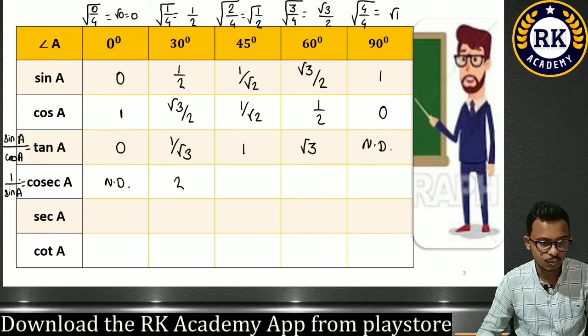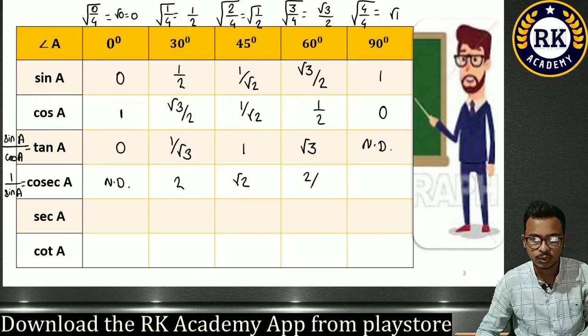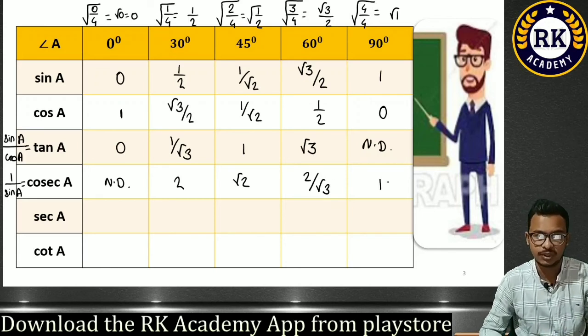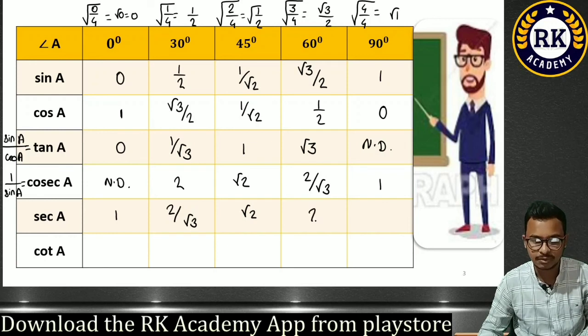What I am doing here is taking 1 upon sin A; the reciprocals of these values give you cosec A. 0 gives not defined, 1 by 2 gives 2, 1 by root 2 gives root 2, root 3 by 2 gives 2 by root 3, and the reciprocal of 1 will be 1 only. In cos A, the reciprocal of 1 will be again 1, the reciprocal of root 3 by 2 will be 2 upon root 3, this will be root 2, this will be 2, and this is 1 upon 0, so again, sorry, the reciprocal of 0 will be not defined.